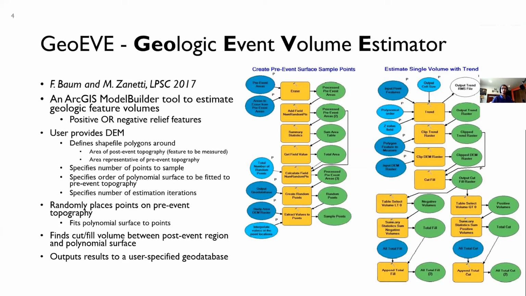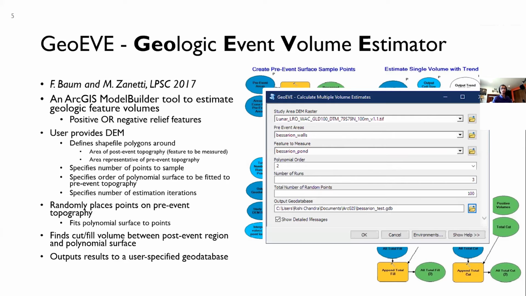The flowchart you see on the right there is the back end to this tool, which is kind of complicated, but using the tool is not very complicated. To use this tool, you, the user, only have to provide a couple things. You need to provide it a DEM raster of the feature whose volume you're trying to measure and some of the terrain near it.